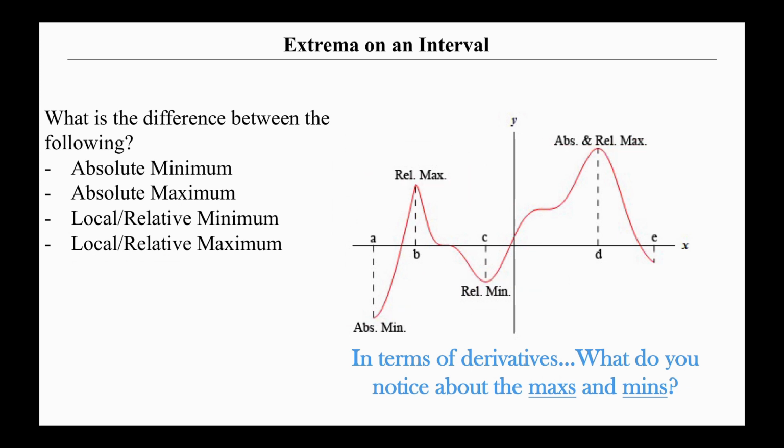And once we do that, we can tell whether the function goes from increasing to decreasing. If it does, it's a maximum. Or does it go from decreasing to increasing? If it does, it's a minimum. That's the two ways we can tell.